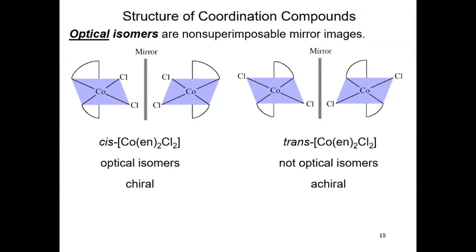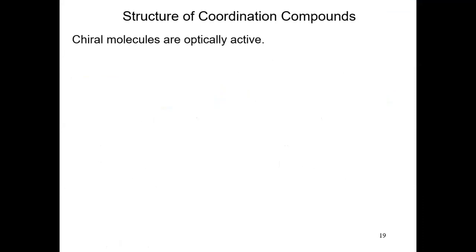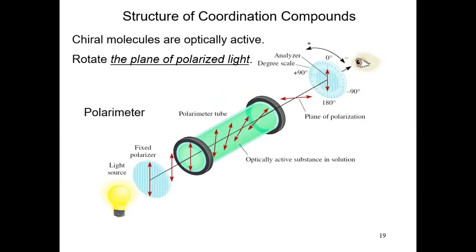What is interesting here is, how do we know that these things are optical isomers? If we didn't know the structures of these things, how would we know? Well, it's actually a very interesting phenomenon, and it says that chiral molecules, in other words, structures that are non-superimposable mirror images of each other, are optically active. What that means is that they rotate the plane of polarized light. Let me show you a sketch of something called a polarimeter. And like I said, this is just a sketch, all right? Let's say that I have a light source.